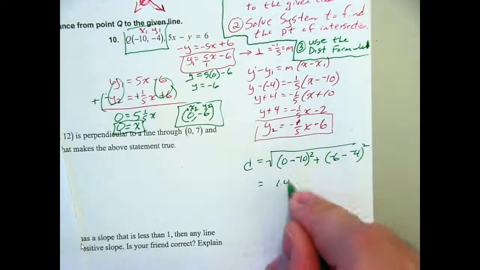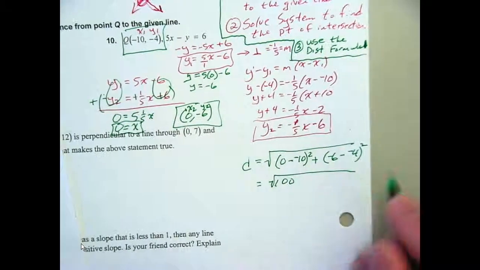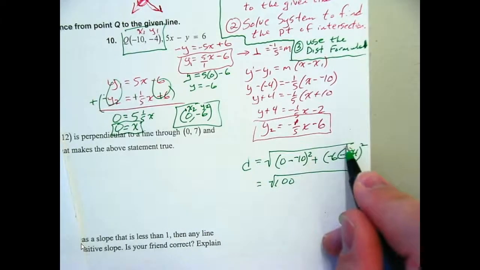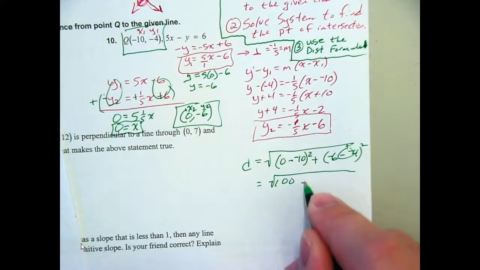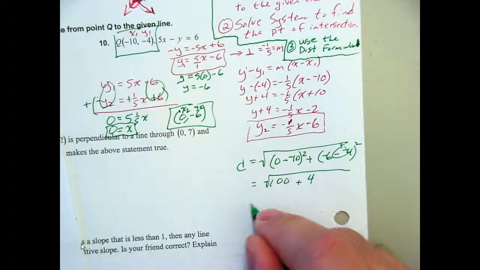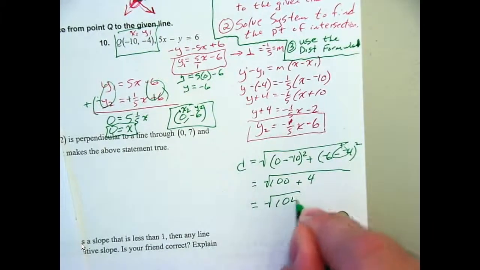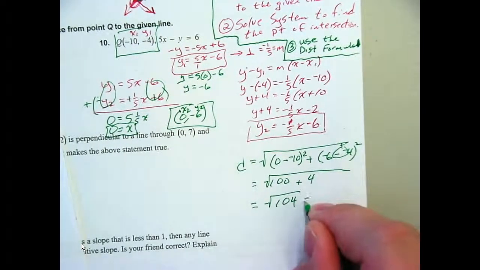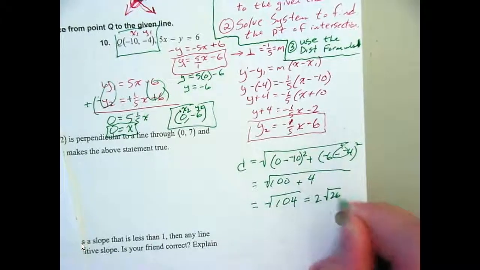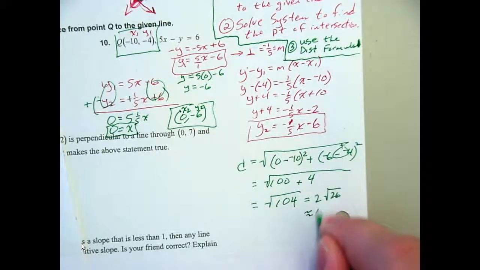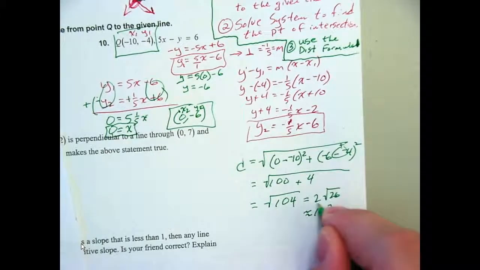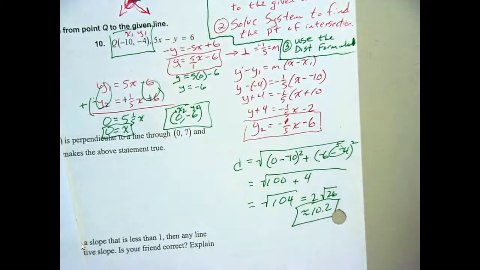So that's 100. And this is a plus. So that's 4. Root 104, which is approximately 2 root 26, which is approximately 10.2. That is our actual distance.